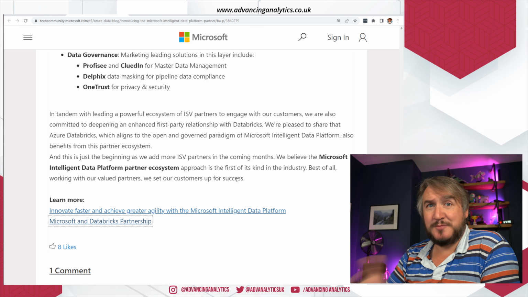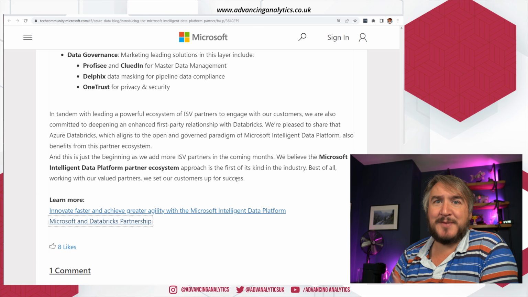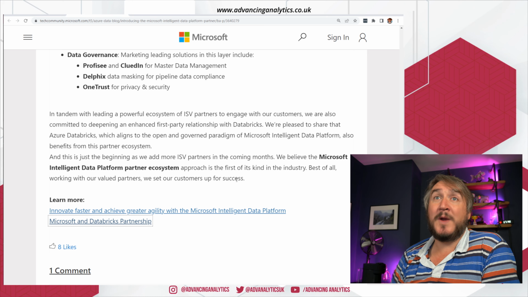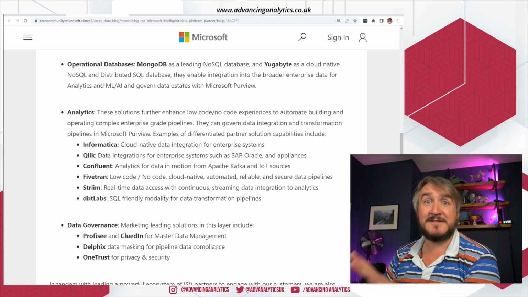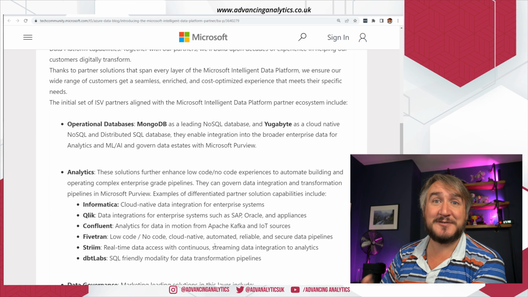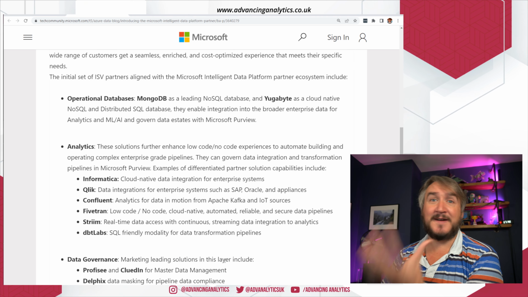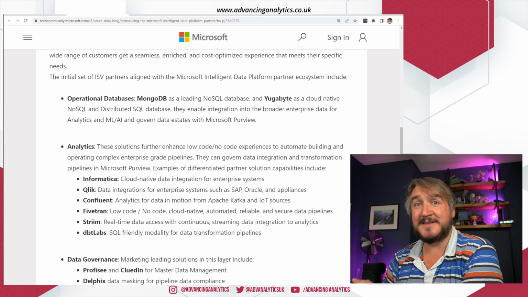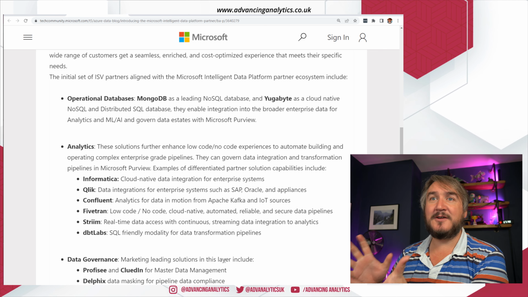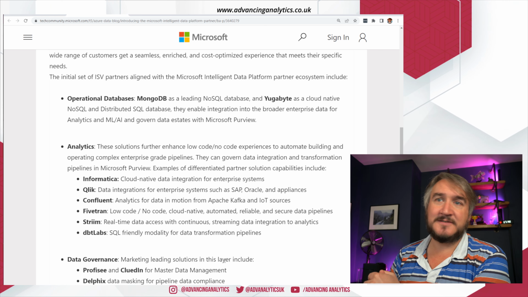So I'm assuming there's going to be a new kind of partner connect, a new way of deploying and integrating these various tools and companies into the Azure platform. Because it's fine just having a list going, here are some other partners that sell good things. I don't really know how they're making it easier to use these things.